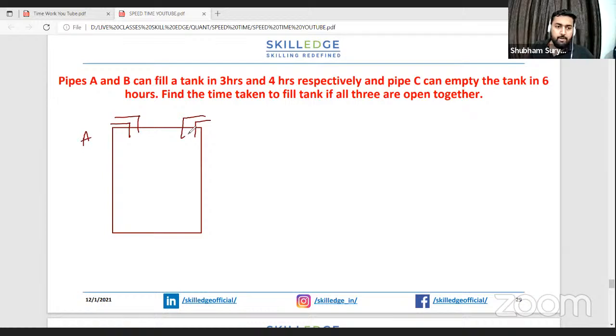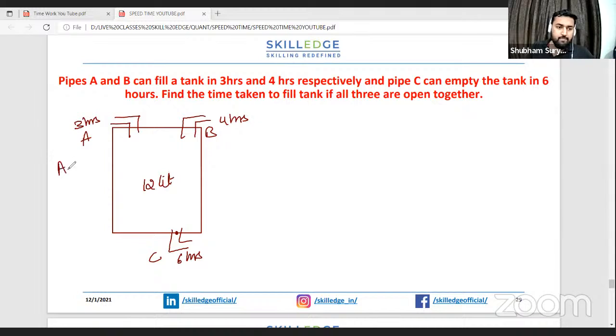These are contributing towards filling the tank, and there's a pipe C which is contributing towards emptying the tank. Okay, let's say this is a hole over here. So pipe A can fill in 3 hours, pipe B can fill in 4 hours, and pipe C can empty in 6 hours. So let's assume a number which is a multiple of 3, 4, and 6. Let's take the capacity as 12 liters.